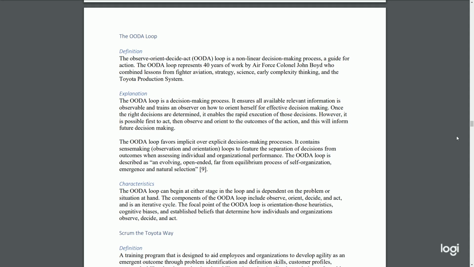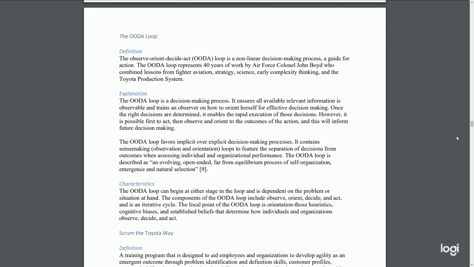Explanation: the OODA Loop is a decision-making process. It ensures all available relevant information is observable and trains an observer on how to orient herself for effective decision-making. Once the right decisions are determined, it enables the rapid execution of those decisions.